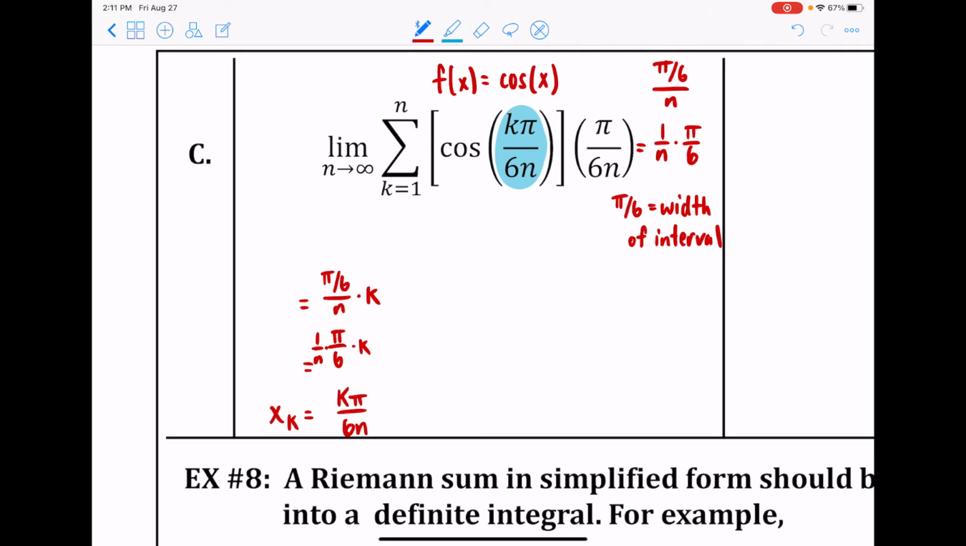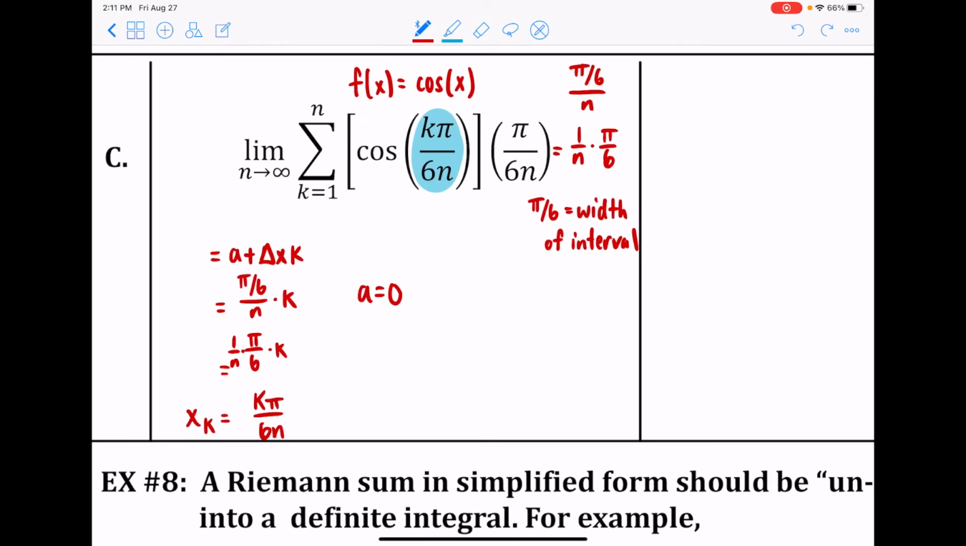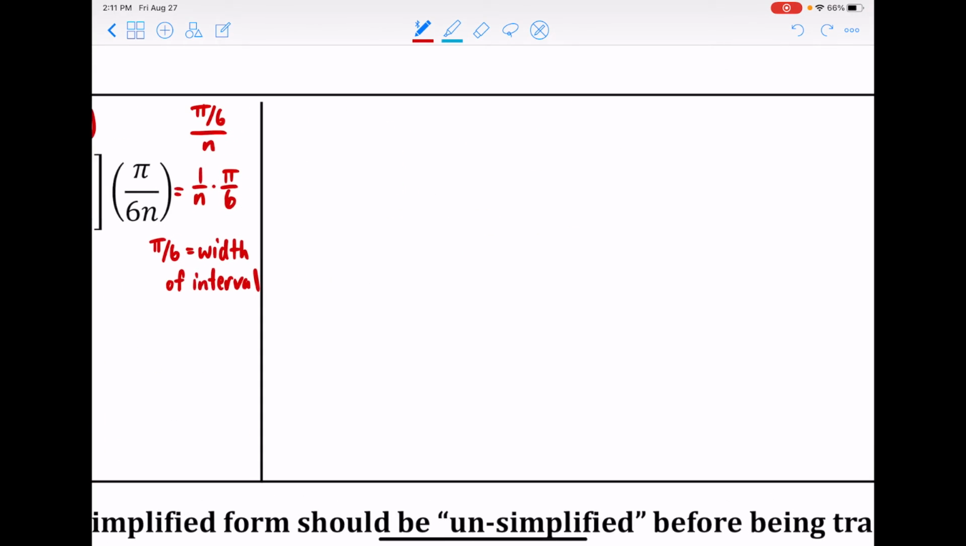This means that our a value must be 0, right? This is going to be a plus delta x times k. Obviously, k is right here, and delta x is pi over 6 over n. So our a must be 0. So we must be starting at 0, and then our delta x is pi over 6 over n. Hopefully you see that those are saying the same thing. If not, come ask me and I'll help you.